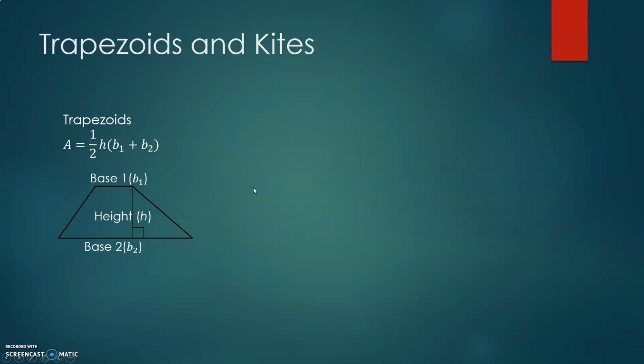Okay, kites, this might be the first one that you might not be as familiar with. So with kites, it's 1/2 of diagonal 1 times diagonal 2. Now, if you remember, a kite is exactly what it sounds like. Think about an old school kite. Okay, you have these two sides that are the same length. You have these two sides that are the same length.